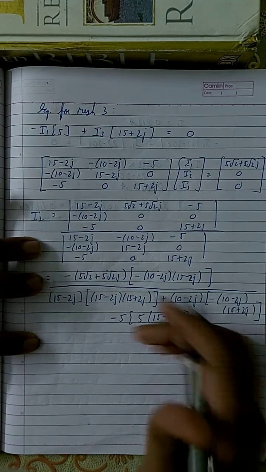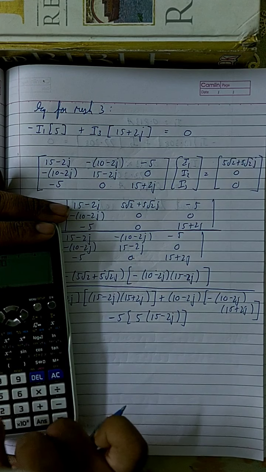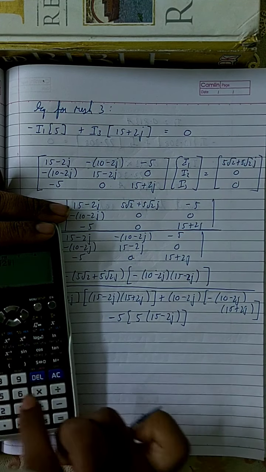Let me find the value of both the denominator and numerator. Here minus of minus gets cancelled, so this becomes plus. The numerator has the value 5 root 2 plus 5 root 2j into 10 minus 2j into 15 minus 2j. This is the value you got.